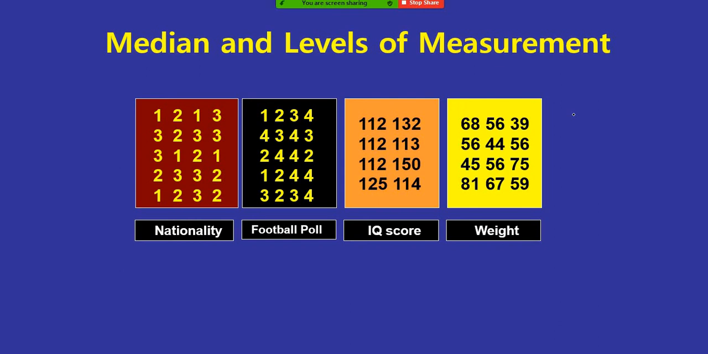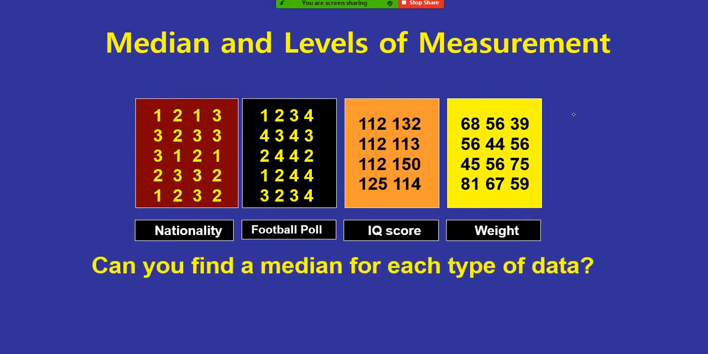Let's see if your thoughts are correct. Does it make sense if we're going to get the median for nationality? The answer is no, because we cannot arrange from highest to lowest nationality. For football poll, does it make sense? The answer is yes, because ordinal data can already be arranged.